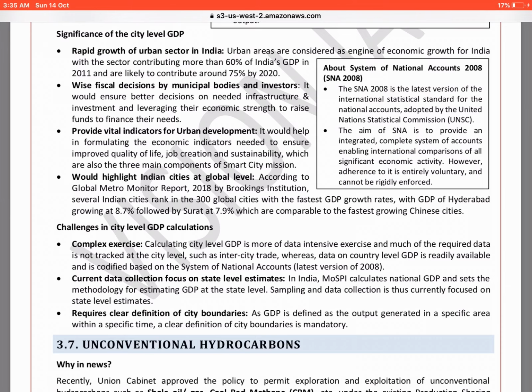Next, if we have this city level GDP, even the municipal bodies and investors can use this data to leverage the economic strength of a particular city. Provide vital indicators for urban development. So if we have data, after collection of data, we know what the lacunas are, in which sectors there are lacunas, and we can make vital indicators for the development of the urban sector.